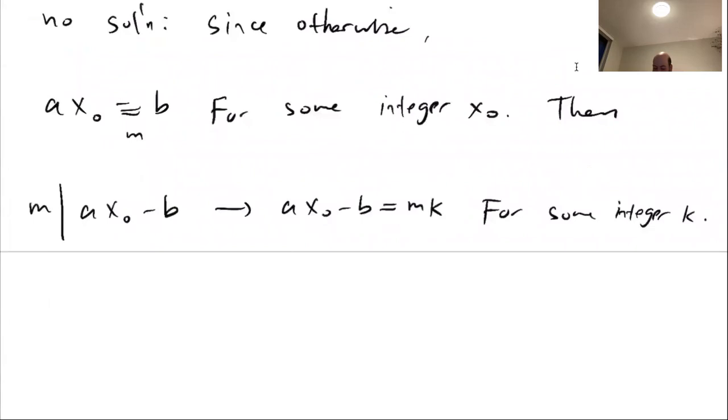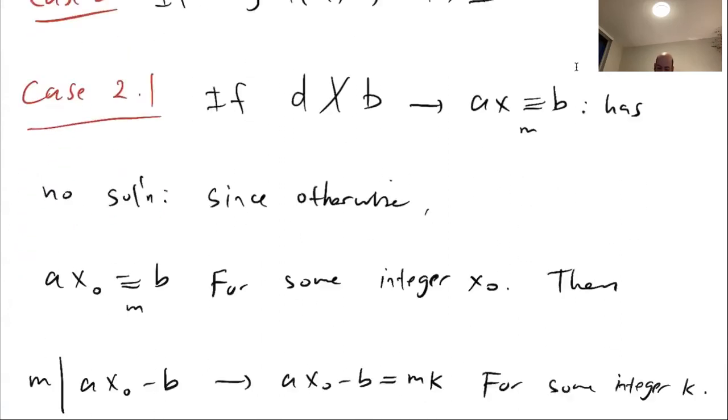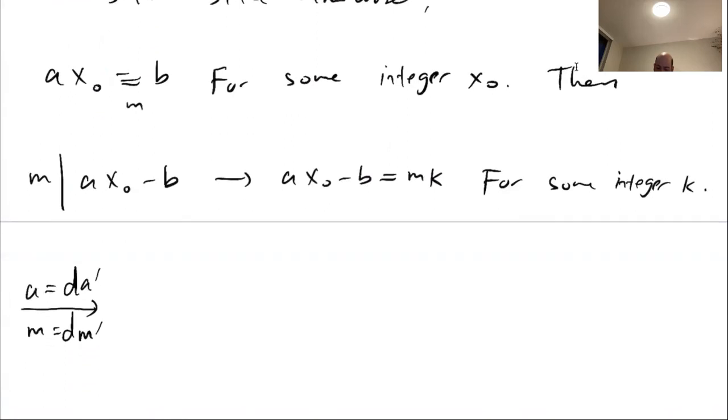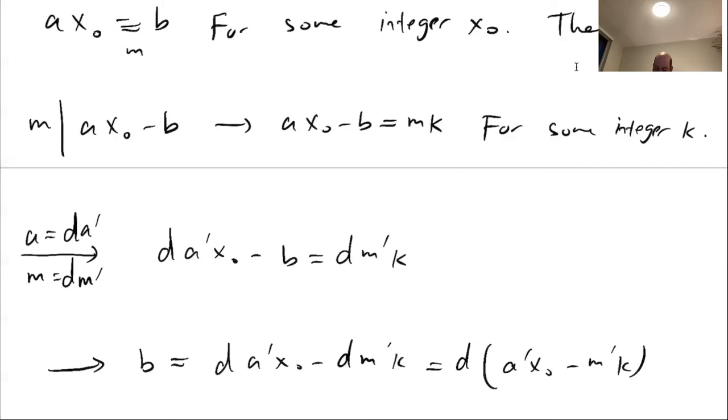And then A we can write as dA prime, and M we can write as dM prime, because remember, D is the greatest common divisor of A and M. So that means D is a factor of A and also a factor of M. So dA prime x0 minus B equals dM prime K. Now if I take B to the right side and dM prime K to the left side, I get B equals dA prime x0 minus dM prime K, which means D times (A prime x0 minus M prime K). And this is a contradiction.